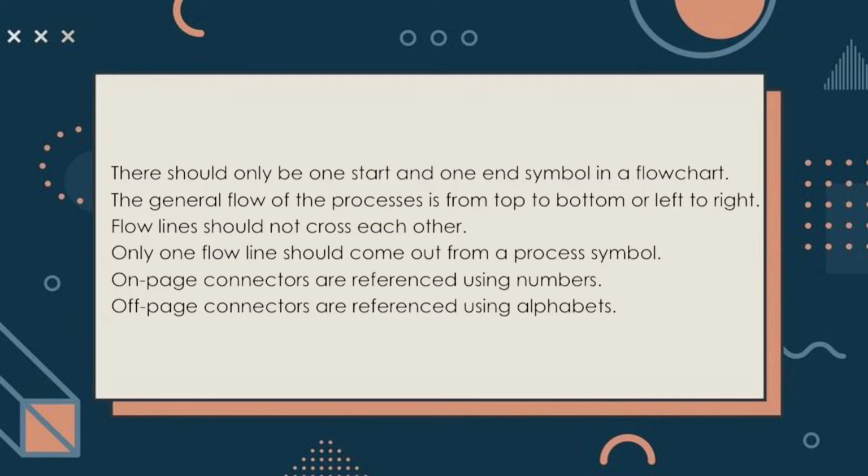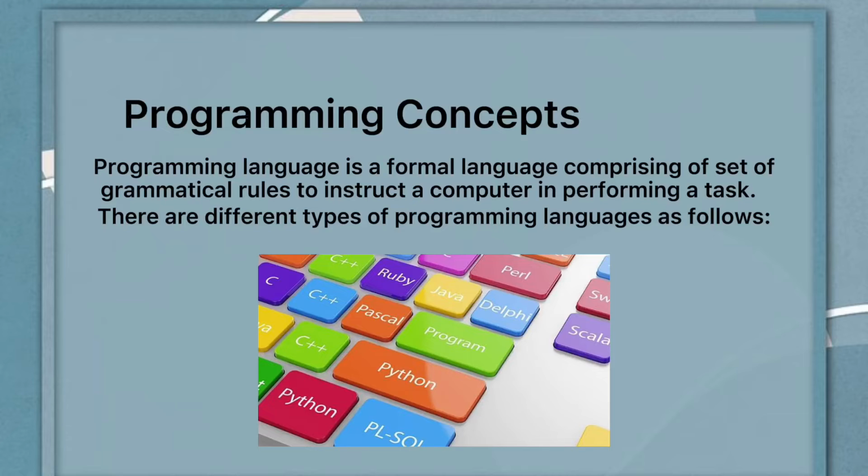Only one flow line should come out from a process symbol. On-page connectors are referenced using numbers. Off-page connectors are referenced using alphabets.